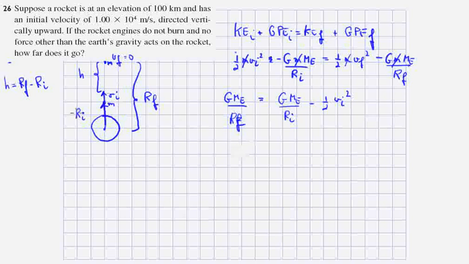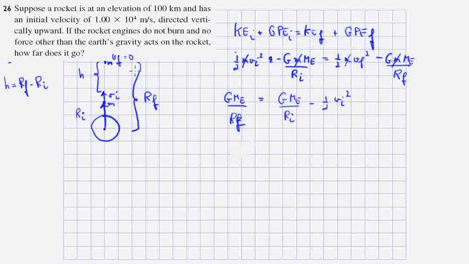I'm going to have an initial r sub I, which is the distance the rocket is initially from the center of the Earth. That's going to be this distance from here to here. The rocket has an initial v sub I up, and then the rocket keeps on going up until it gets to a final v sub f, at which point it has no more kinetic energy. And that final distance from the center of the Earth is r sub f.